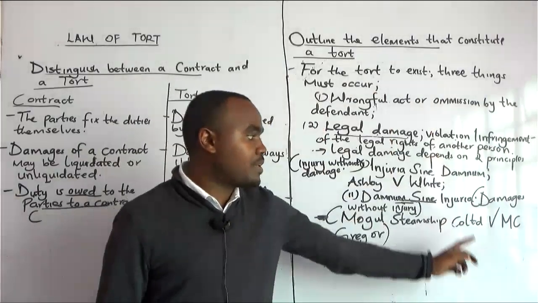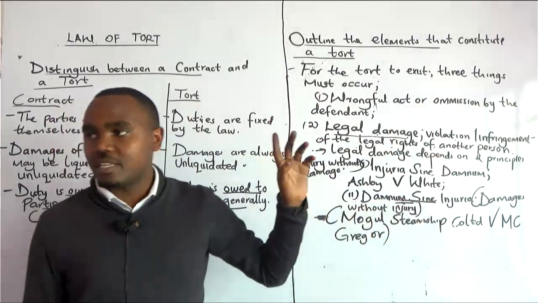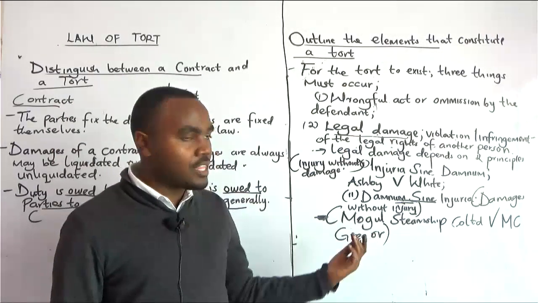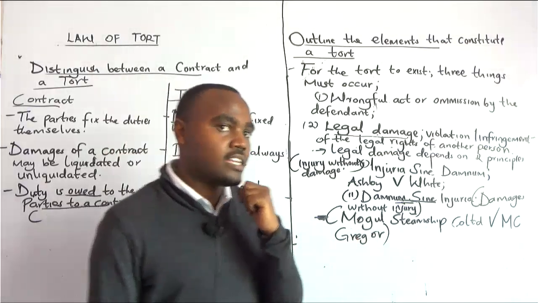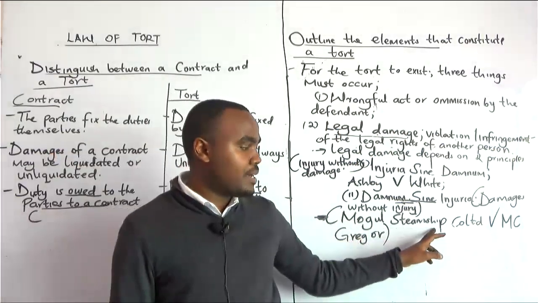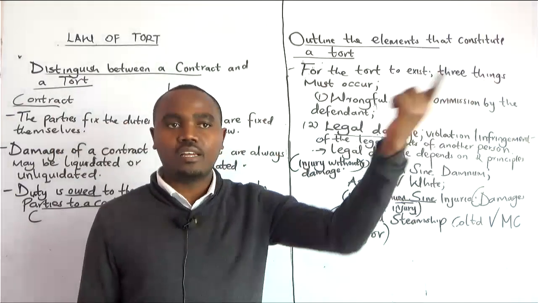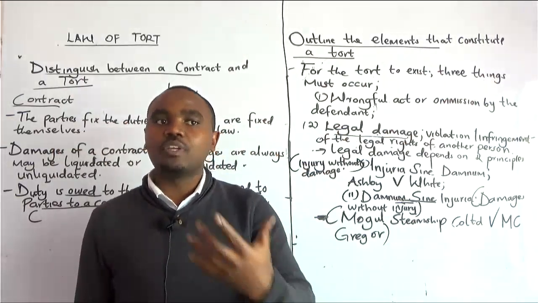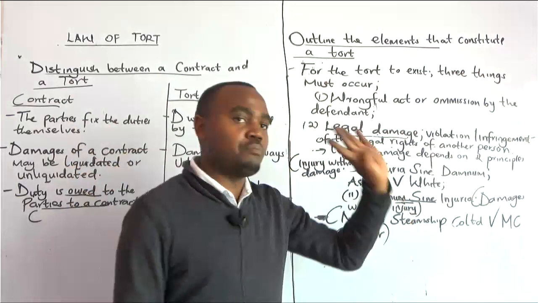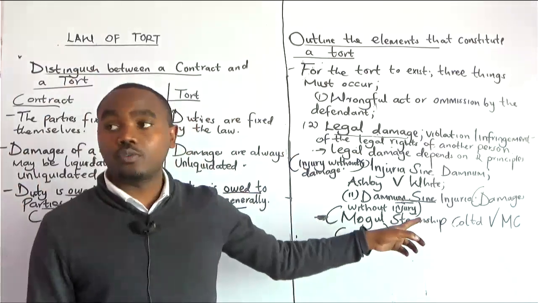In the Mogul Steamship Company case, we have this principle: you are suffering damages without injury, meaning you are suffering some losses, although no legal right has been infringed. What happened is that four ship companies came together and wanted to drive away one of their competitors. Because all of them were conducting ship services, they decided to lower their prices compared to their competitor. So many customers came to them, and the main competitor suffered some losses.